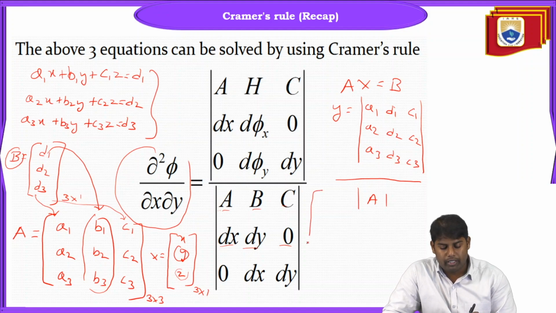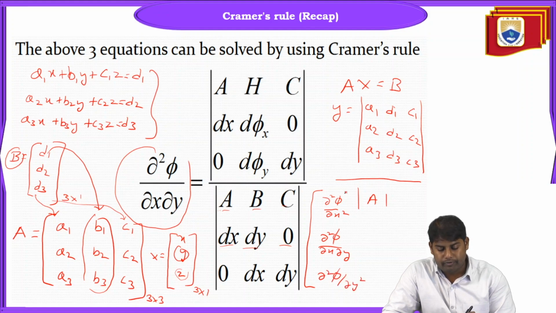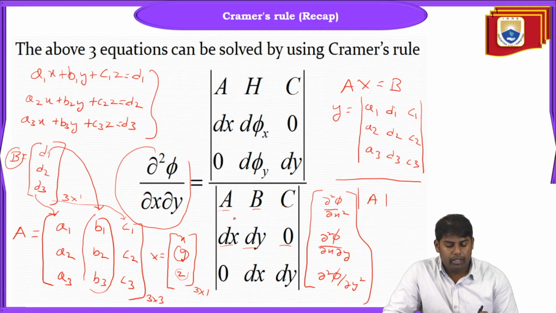So here I will write it so you'll get to know what the x matrix is: ∂²φ/∂x², ∂²φ/∂x∂y, and ∂²φ/∂y². Okay. So if you multiply the first row with this column, you'll get the first equation. If you multiply this row with this column, we'll get the second equation. If you multiply this row with this column, we'll get the third equation. So this is how we perform Cramer's rule.